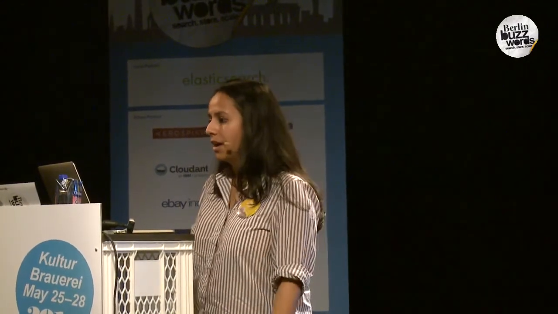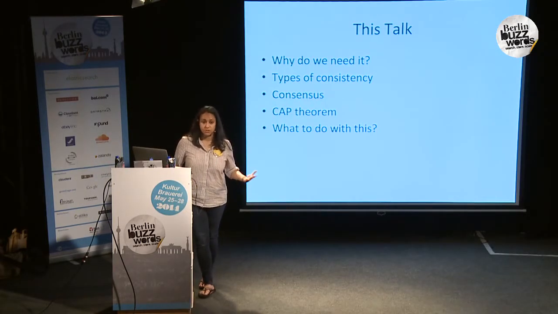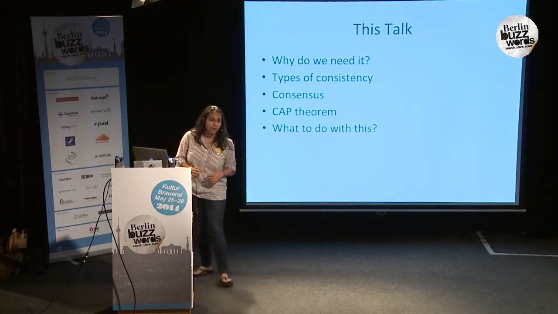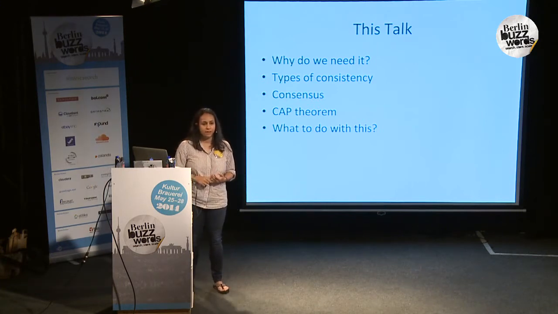So this talk is going to be about consistency, and specifically why we need it. I'm going to try to make an argument to you that consistency is important and that we shouldn't just throw it out the window. I'm going to talk briefly about the different types of consistency and then get into the problem of consensus, which is distributed consistency. Finally, I'll speak a bit about the CAP theorem and what it actually means. And then finally, I'll give a few thoughts on how I think we should actually deal with all of this and what we should do going forward.